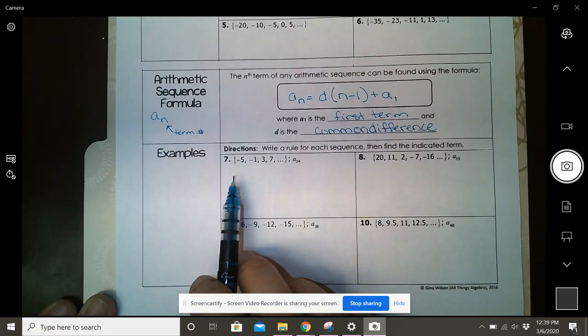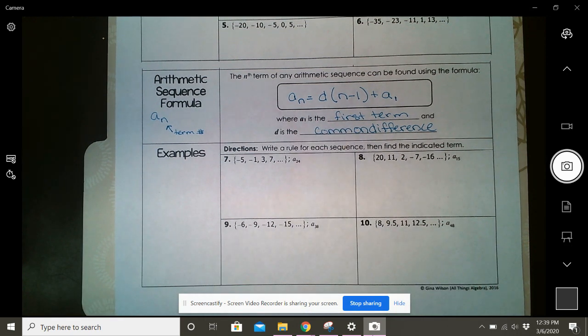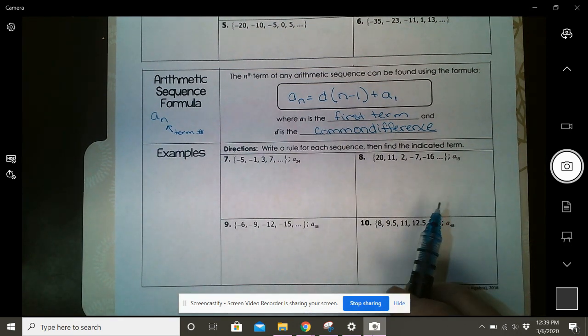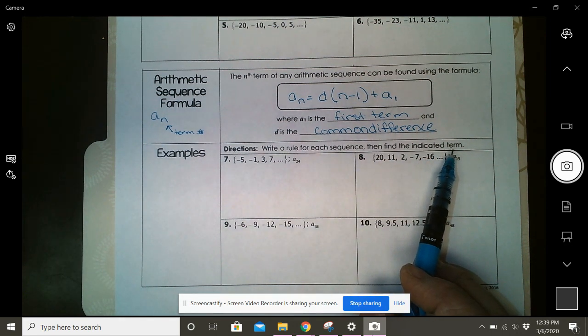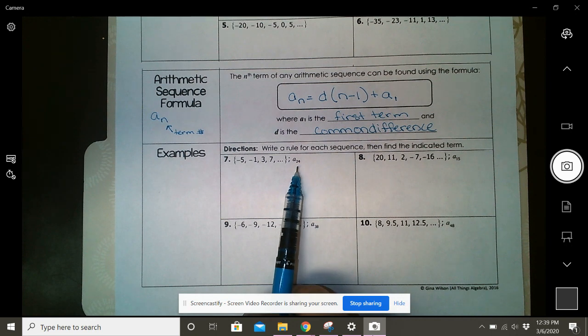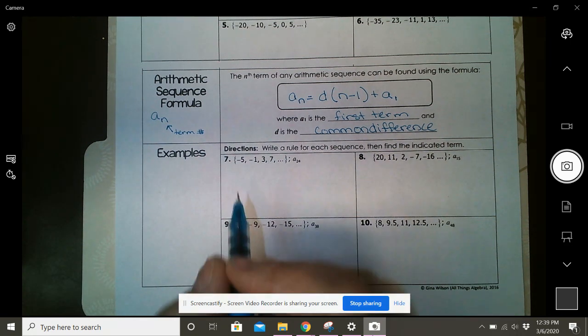Here we're asked to write a rule, which means write the equation for the sequence, and then find the indicated term. In example number 7, we're asked to find the 24th term, and I do not want to write a list that's 24 terms long. So the first thing I want to do is find the common difference.